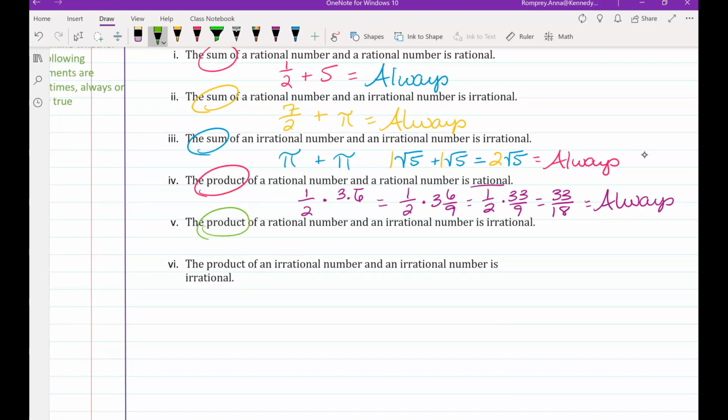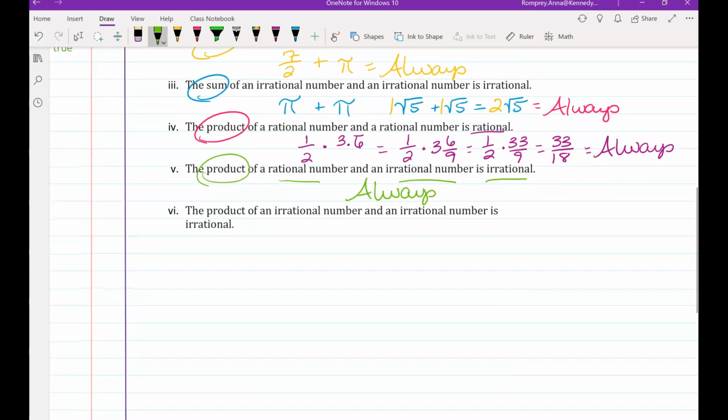So, product of a rational number and an irrational number is irrational. So again, something pretty times something funky. Is it always going to be funky? Yeah, I think it is. Oh my gosh, I picked another always. I was not very good at picking my example.